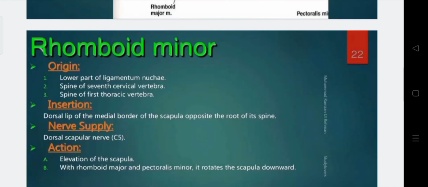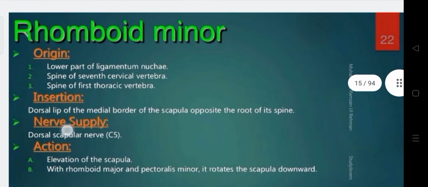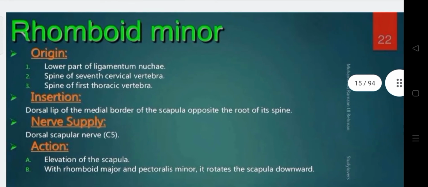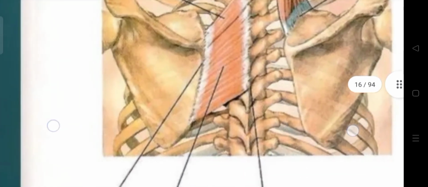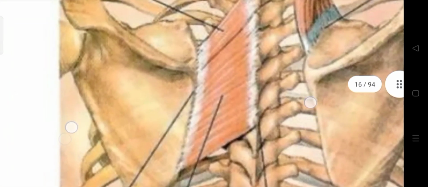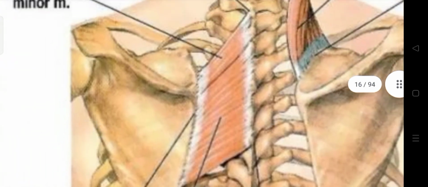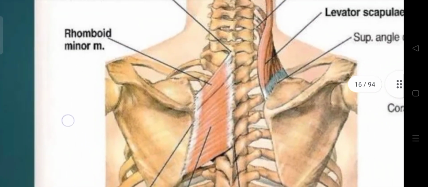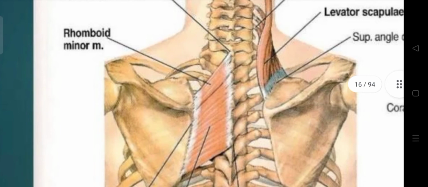Now we have two muscles, rhomboid minor, rhomboid major. First of all, rhomboid minor, it arises from the lower part of the ligamentum nuchae, spine of the seventh cervical vertebra, and spine of the first thoracic vertebra, and is inserted into the dorsal lip of the medial border of the scapula, opposite to the root of its spine. In the picture, this is the muscle. You can clearly see this. First, above is rhomboid minor, below is the rhomboid major.